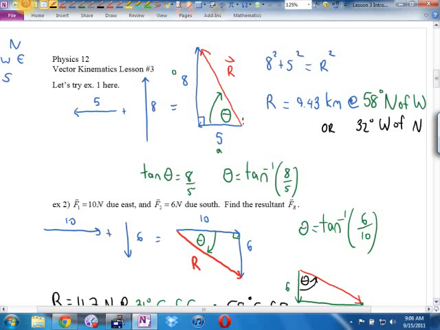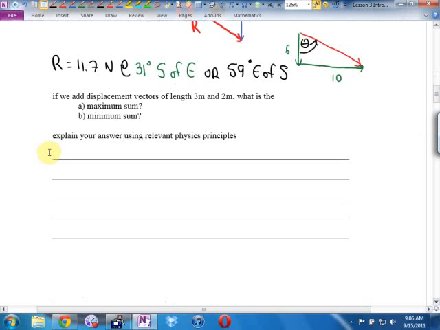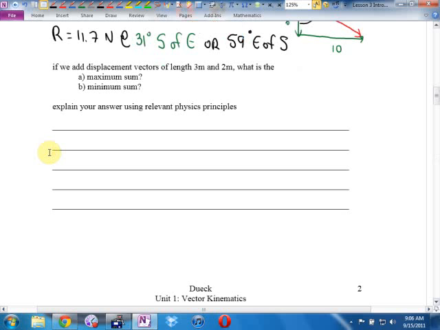How many got that? Oh, excellent. If we add displacement vectors of length 3 and 2 meters, what's the maximum sum? What's the minimum sum you can get? And explain your answer. I'm going to draw a line down the middle, and I'm going to go max over here, min over here. So if you have two vectors, one length 3 meters, one length 2 meters, what's the biggest possible vector you can get? Caitlin. Convince me.